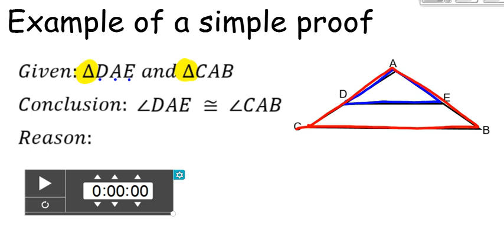So the conclusion, I have to look at my drawing and say, what can I gather from that drawing? Well, the conclusion that I have gathered is that angle DAE, which is this little angle right here, is congruent to angle CAB, which is the big angle right here, because they're sharing this common angle. And that is called, if you'll look at your notes, the reflexive property.